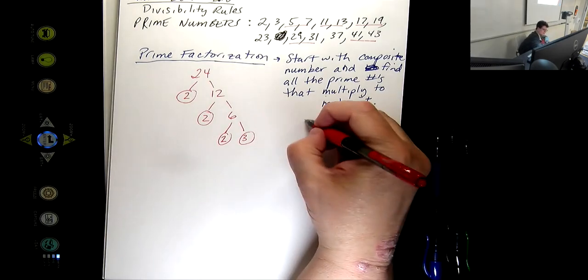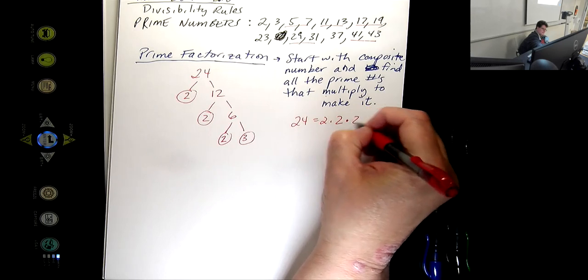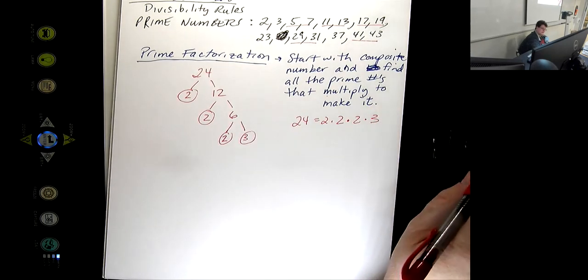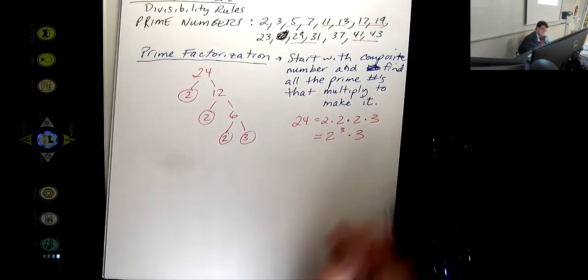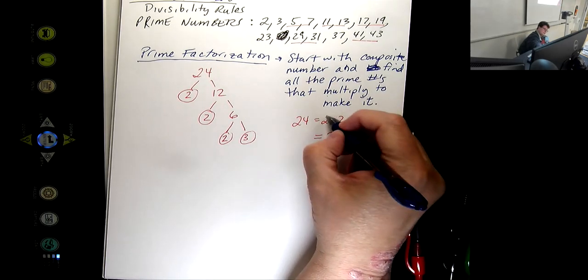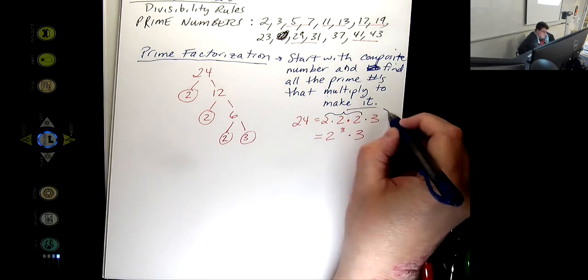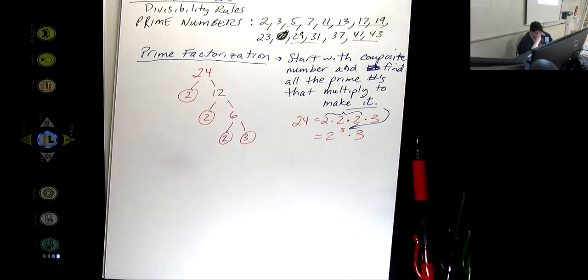So the prime factorization of 24 is 2 times 2 times 2 times 3. You can also write that as 2 cubed times 3 if that helps. By the cube part, remember the exponent comes from how many 2's we have. That gives me my exponent. That's not the only way to get it though.